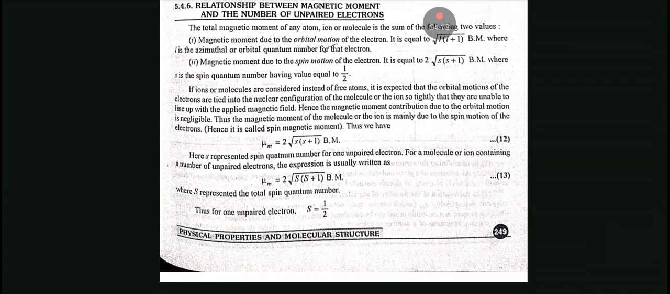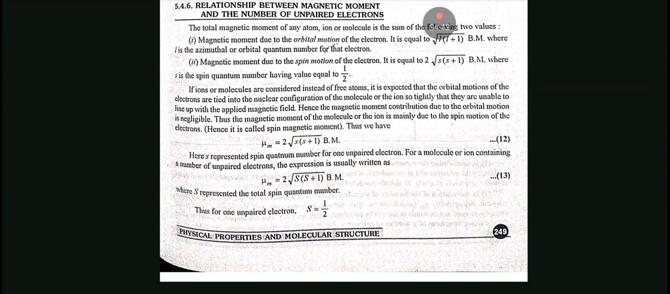The total magnetic moment of an atom, ion or molecule is the sum of the following two values. Magnetic moment due to orbital motion of the electron is equal to root L into L plus 1 Bohr magneton, where L is the azimuthal or orbital quantum number for that electron. Magnetic moment due to spin motion of the electron is equal to root S into S plus 1 Bohr magneton, where S is the spin quantum number having a value equal to 1 upon 2.